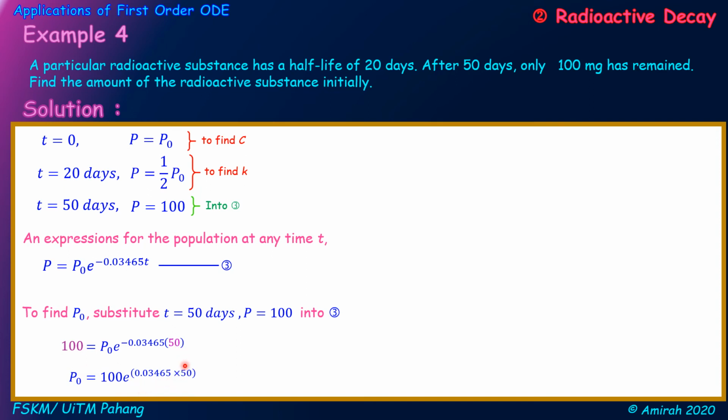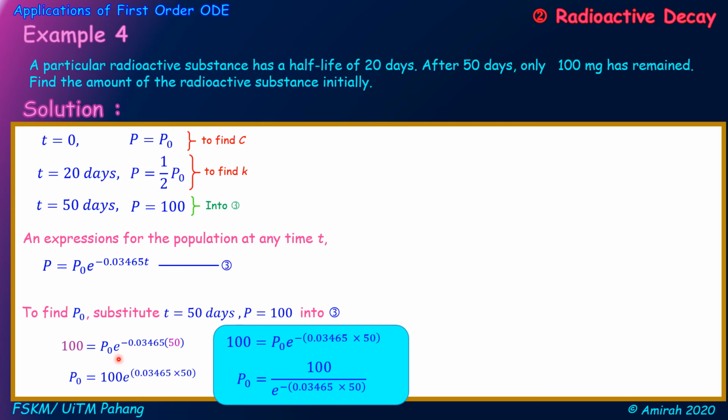After that we get P naught equals 100 e to the power of positive 0.03465 times 50. Why do we get a positive exponent here? Because when we move e to the power of a negative exponent to the left hand side, we get 100 over e to the power of a negative exponent. Then using properties of indices, we can move the denominator to the numerator, and the negative exponent becomes a positive exponent. That's why we get a positive exponent here.